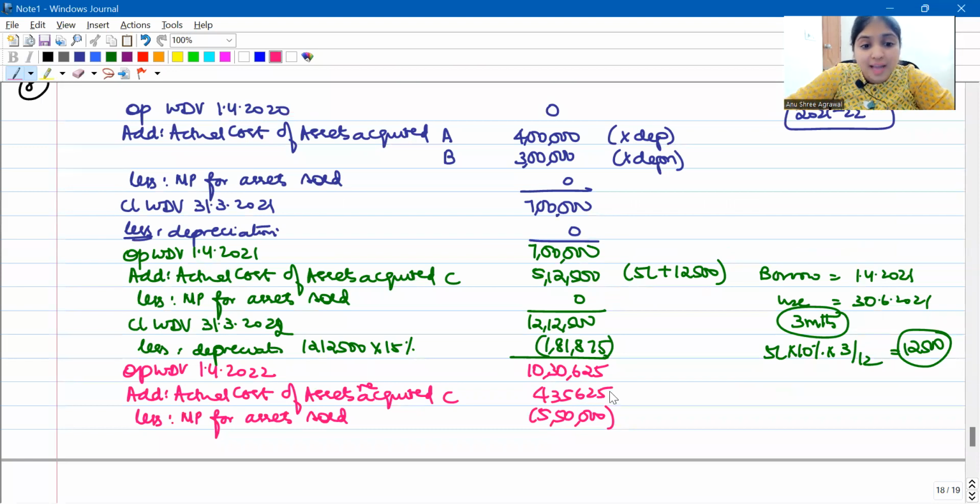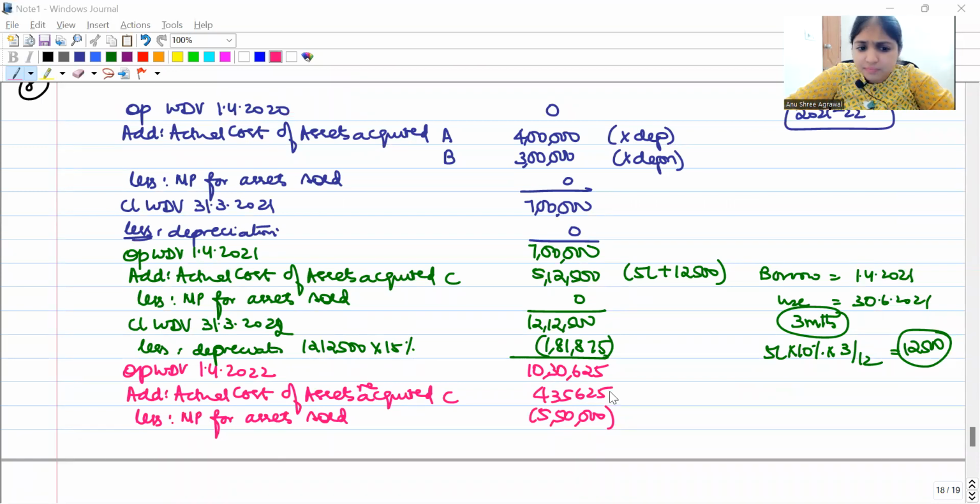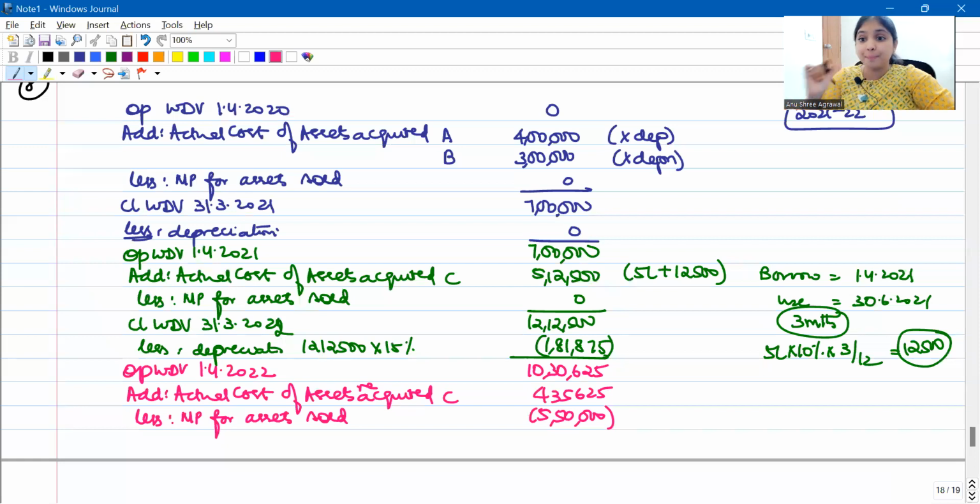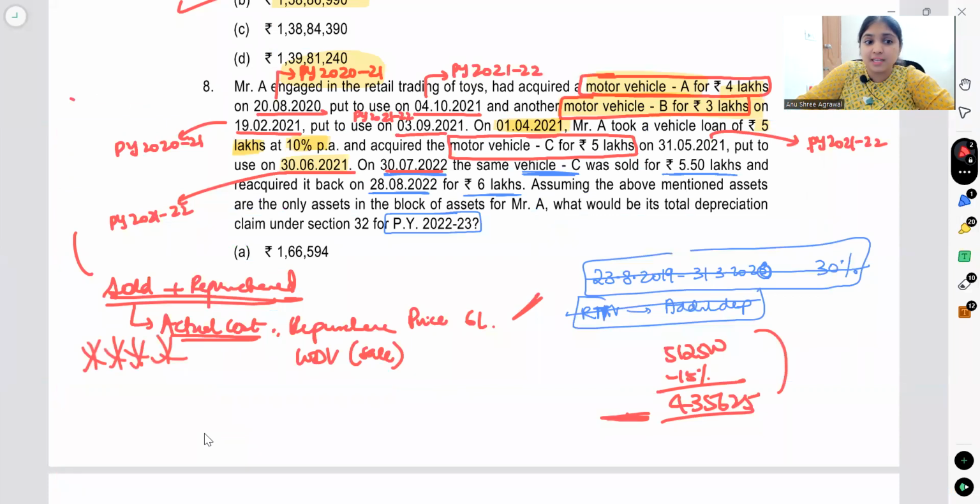Even though in reality we are acquiring it for 6 lakhs or something around 6 lakhs, I will compare that with the WDV before sale. Out of those two numbers, we will pick whichever is lesser. That will become the actual cost of assets acquired. This is the most important concept that we are learning through this question. This is a very good depreciation question, guys.